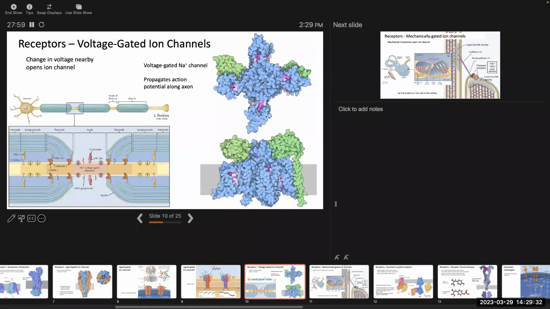All right, so those were all ligand-gated ion channels. So you've got a molecule, usually a small molecule, but not always. You've got some kind of ligand that binds to a receptor, causes that receptor to do something, or causes it to open up an ion channel and allows ions to flow into the cell.